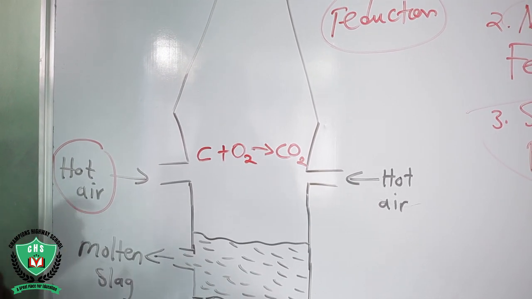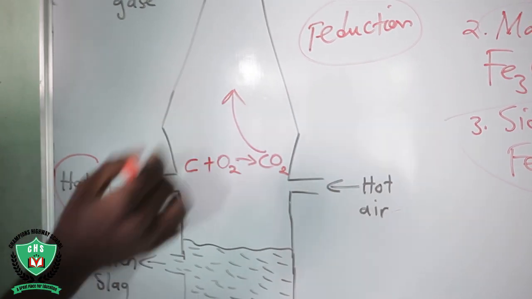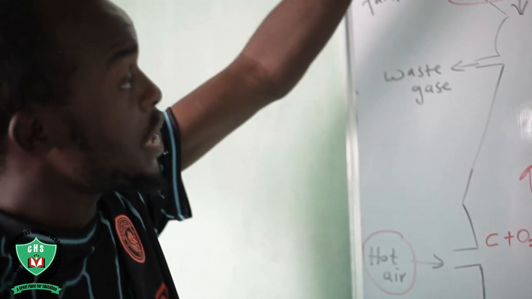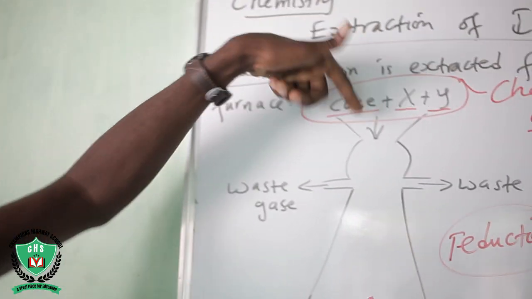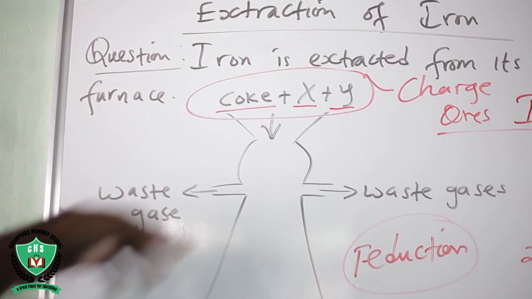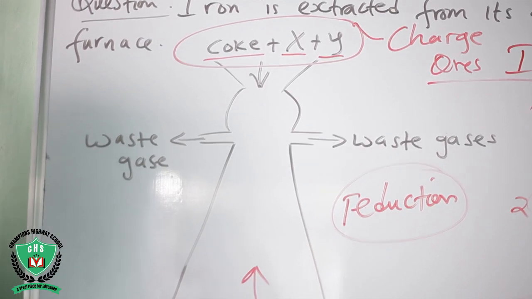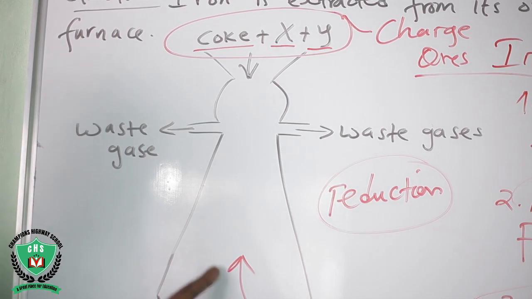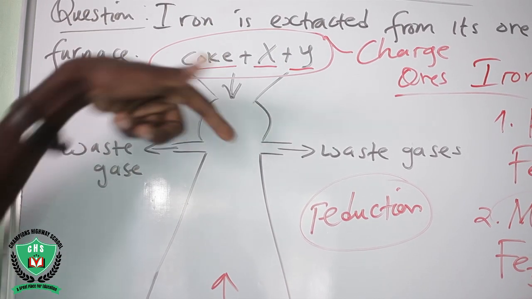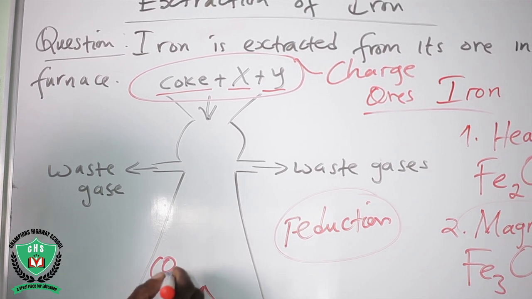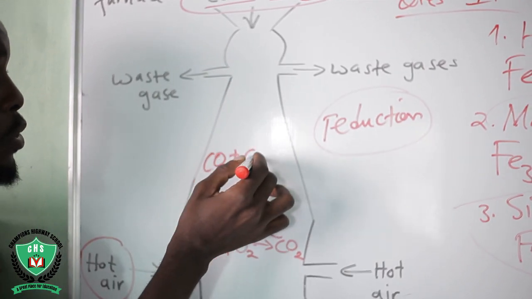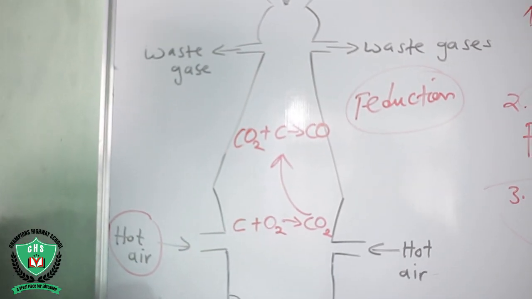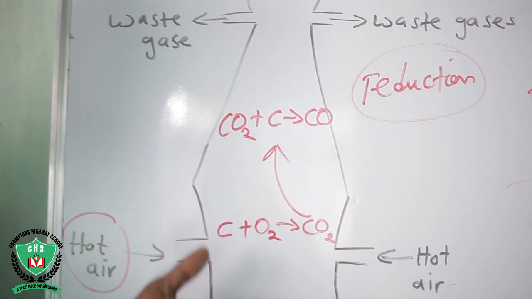This carbon dioxide will rise. After rising, it will react with more coke, because we are putting more coke inside the blast furnace. The carbon dioxide which is rising will react with more coke and produce what we refer to as carbon monoxide. So these are some of the reactions that take place.